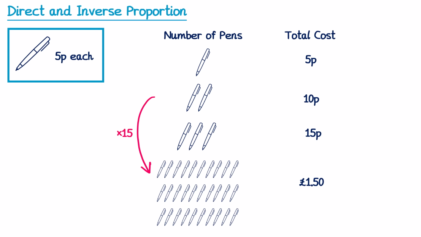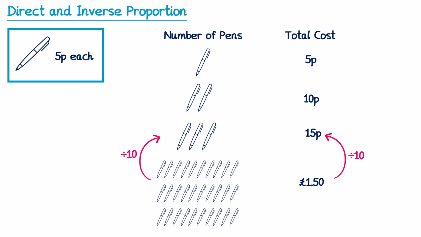Now this relationship will apply to any starting and finishing number of pens, so if you started at 2 pens and multiplied it by 15, you would get 30 pens. You would need to multiply the cost of 2 pens by 15 to get the cost of 30 pens. You can also do this in reverse. So if you went from 30 pens down to 3 pens, you would divide by 10. Here you would divide the cost by 10, so £1.50 divided by 10 gives you 15 pence.